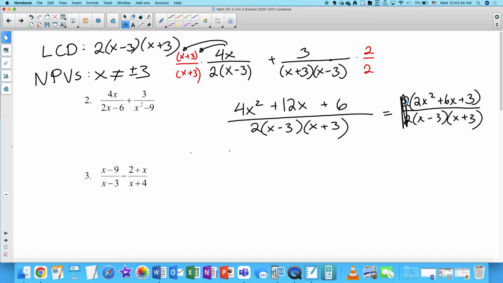Now, before we move on, I want you to take a look at the first rational expression that we factored, this guy. Take a look at this. Tell me what you notice. Yeah, we could have actually simplified there first. And then we wouldn't have had to take out a factor of 2 at the end.